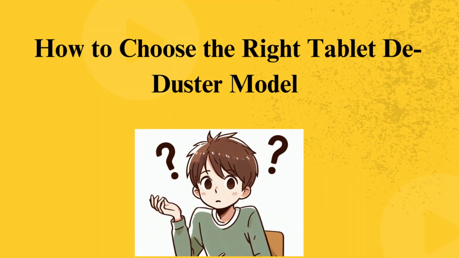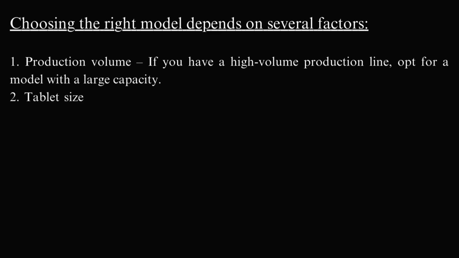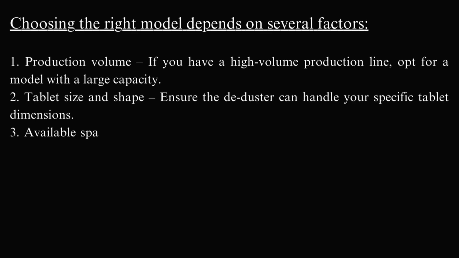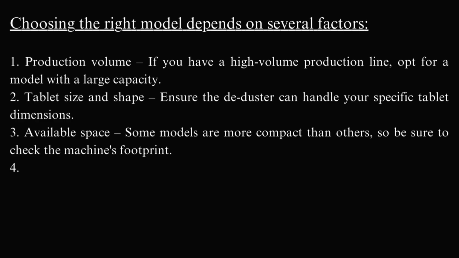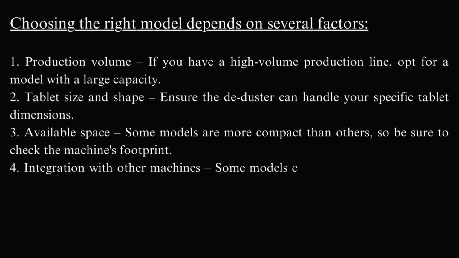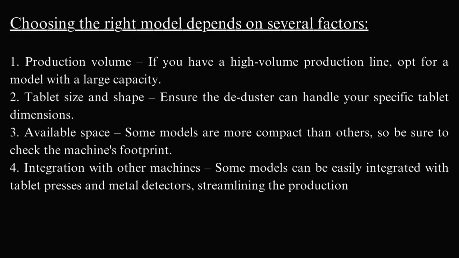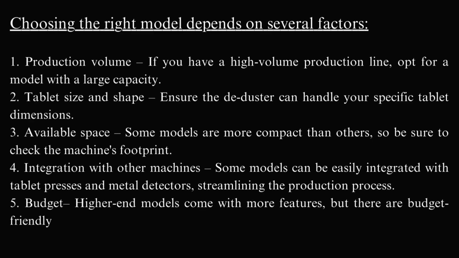How to choose the right tablet deduster model. Choosing the right model depends on several factors. Production volume. If you have a high-volume production line, opt for a model with a large capacity. Tablet size and shape. Ensure the deduster can handle your specific tablet dimensions. Available space. Some models are more compact than others, so be sure to check the machine's footprint. Integration with other machines. Some models can be easily integrated with tablet presses and metal detectors, streamlining the production process. Budget. Higher-end models come with more features, but there are budget-friendly options that still meet industry standards.